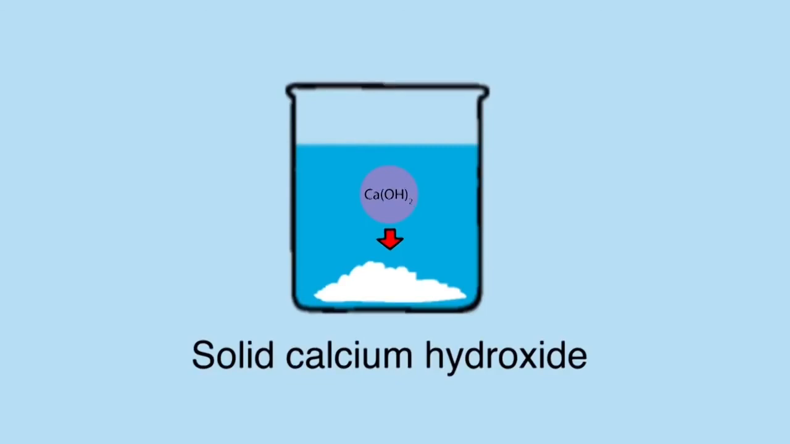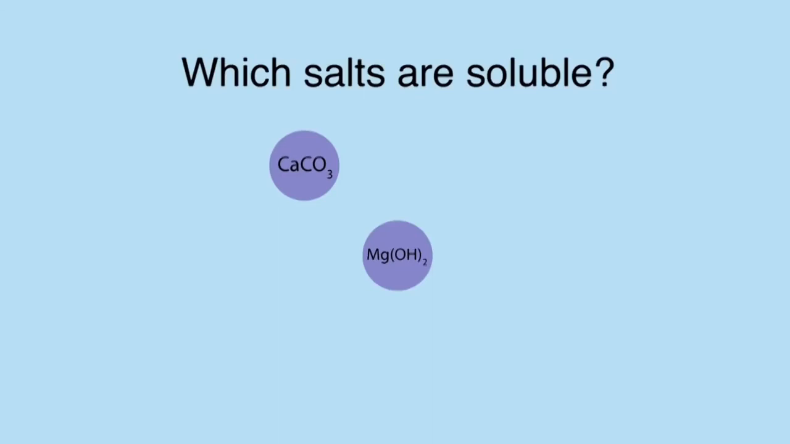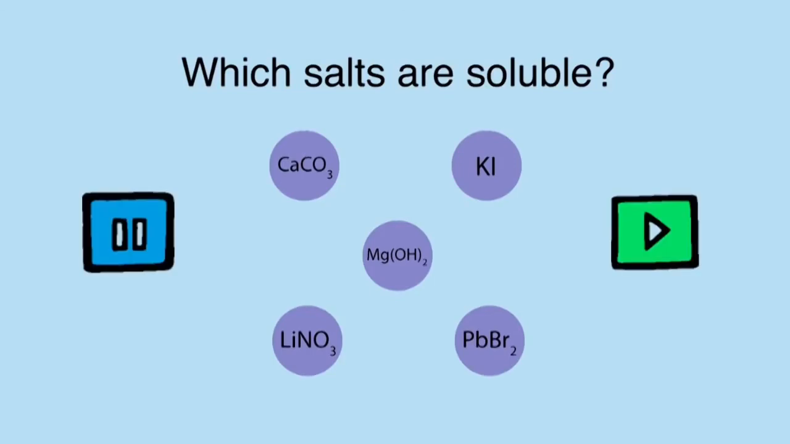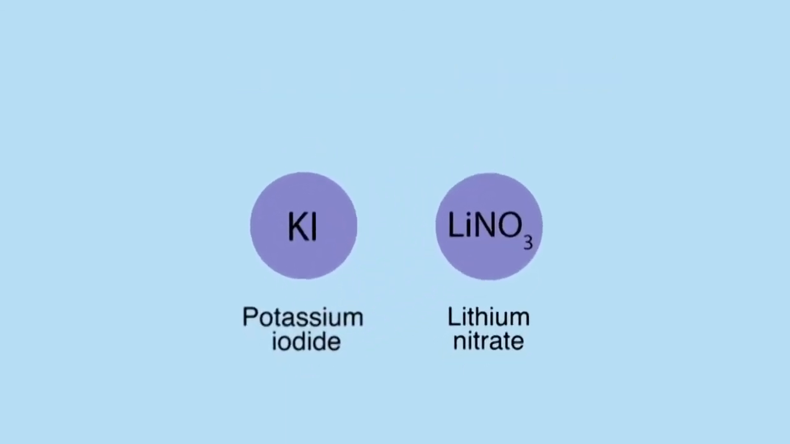Now that you are familiar with these solubility rules, try to determine which of the following salts are soluble in water: calcium carbonate, magnesium hydroxide, potassium iodide, lithium nitrate, lead bromide. Pause the lesson and continue when ready. The answer is, of the 5 listed salts, only potassium iodide and lithium nitrate are soluble in water.